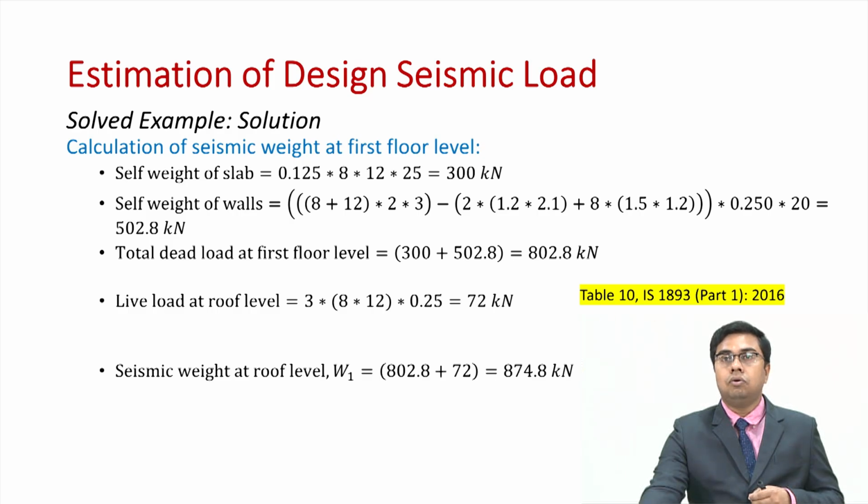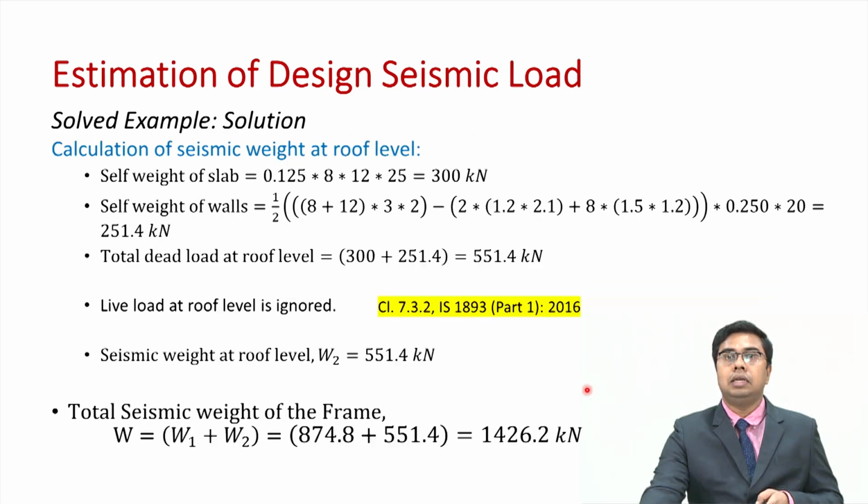So, this live load is estimated to be 72 kilonewton contributing to seismic weight, and therefore, the seismic weight at the first floor level is equal to 874.8 kilonewton. Then we shall calculate the seismic weight at the roof floor level.